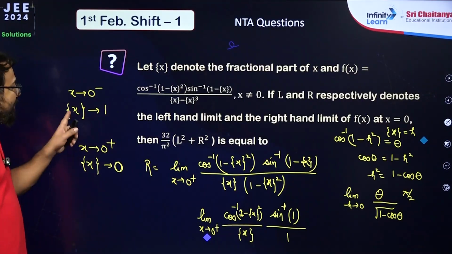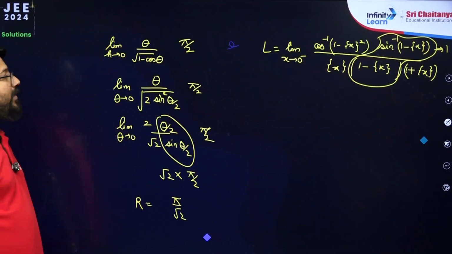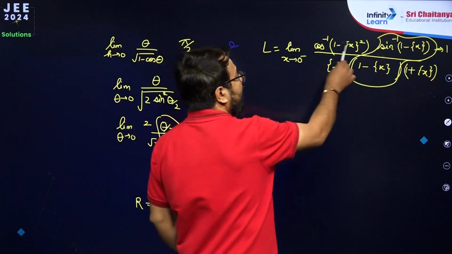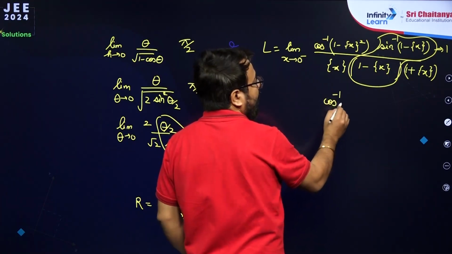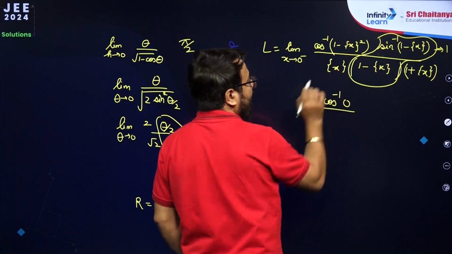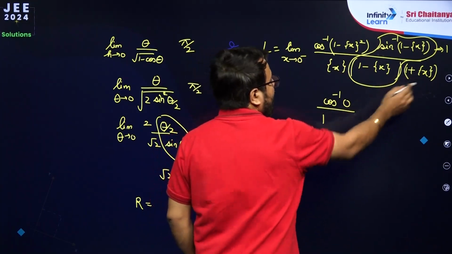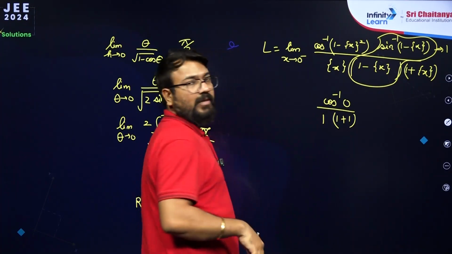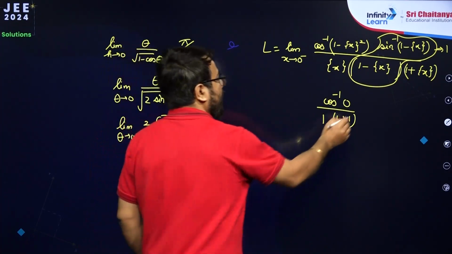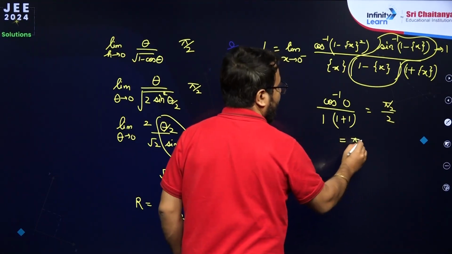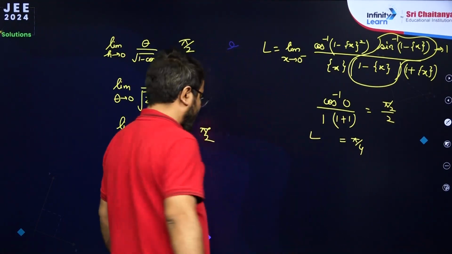Because here we can see that the fractional part is tending towards 1 as the value of x is tending towards 0 minus. So here we have cos inverse of 1 minus 1, which is equal to 0. This becomes 1. Here we have 1. Here we have 1 plus 1. Ultimately cos inverse 0 can be obtained as pi by 2. So pi by 2 whole divided by 2. So this becomes pi by 4. Value of L is pi by 4.